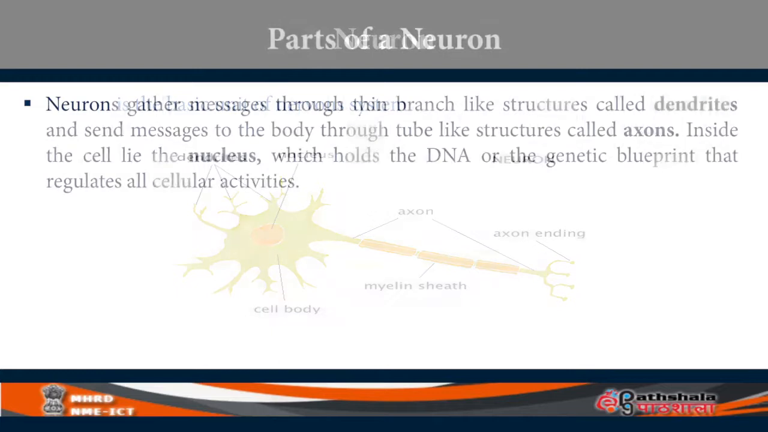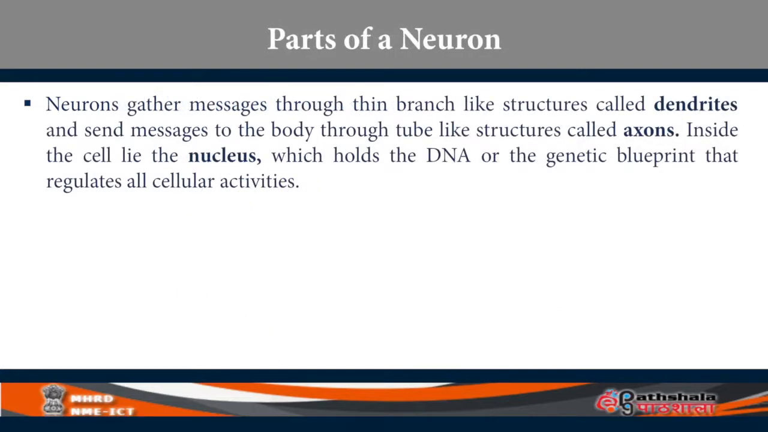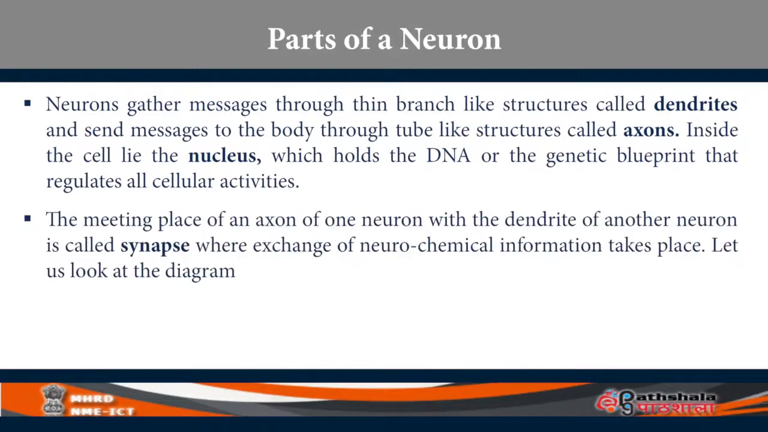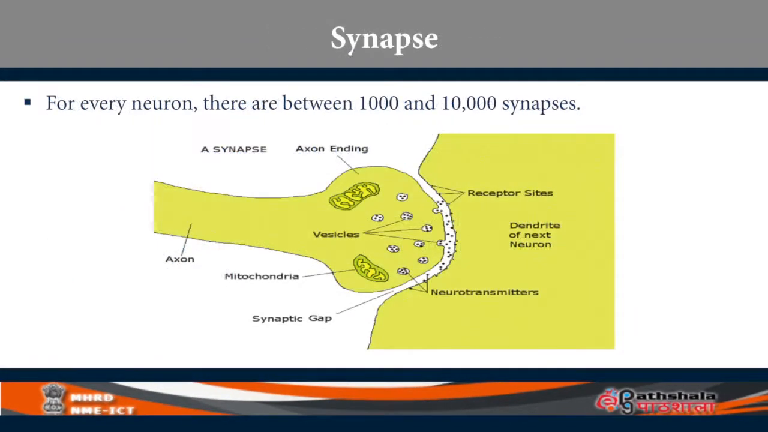The axon is covered with myelin sheath, which helps in conduction of the neural impulses. The place where axon and dendrite meet is called synapse. It is at this level of synapse where neurochemical information gets exchanged. And so let's look at this process of exchange of neurochemical information where two neurons meet at the level of synapse. So this is a picture of a synapse.